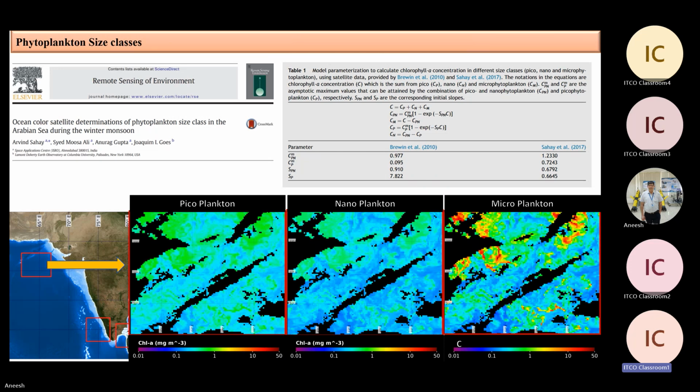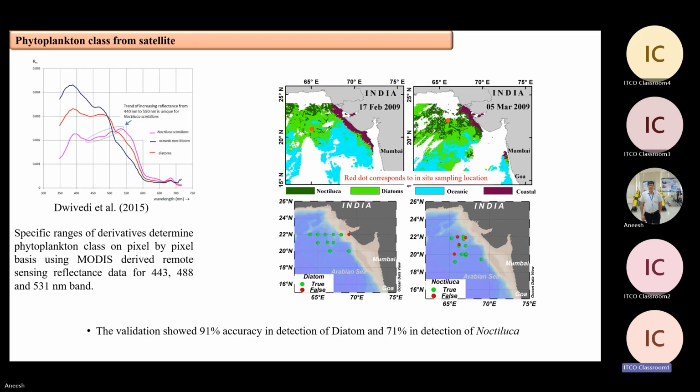And then there is one more product that we use, the phytoplankton size classes. That is also available. It can be derived from the ocean color remote sensing data. It can give you picoplankton, nanoplankton, and microplankton. The idea behind using this product is that when there is dinoflagellate, its size is much larger as compared to that of the diatom. So if you have a larger phytoplankton, that is one indicator that there is a possibility it can be a dinoflagellate. So that is one indicator using the microplankton. And there's one study carried out by Dwivedi et al. 2015, which we used to discriminate between the Noctiluca and the diatom, which is again based on spectral remote sensing.